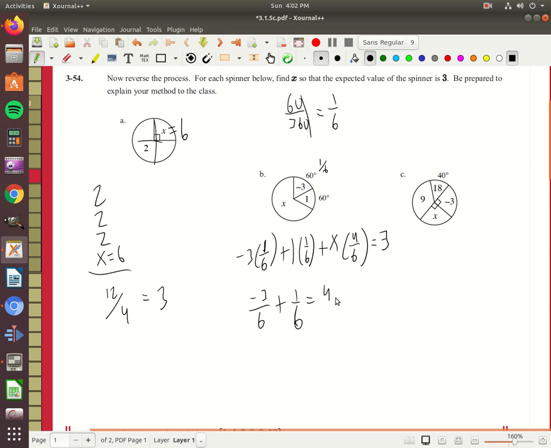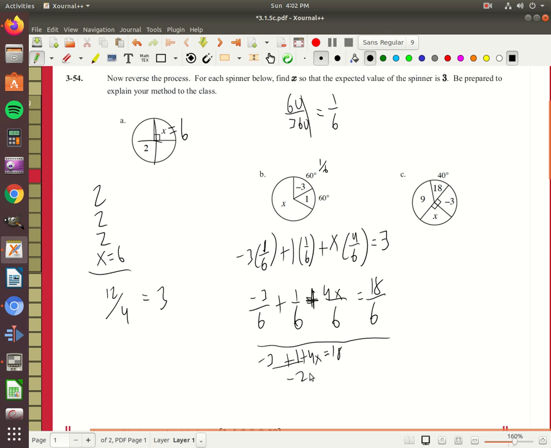So I get, I'm sorry, this should be plus 4x over 6 equals, and again, I can call this 3, or I can just call this 18 over 6 as a nice little shortcut, right? Isn't 3 the same? 18 divided by 6 equals 3, but now I have this common denominator. So I can just worry about the numerators. Negative 3 plus 1 plus 4x is equal to 18.